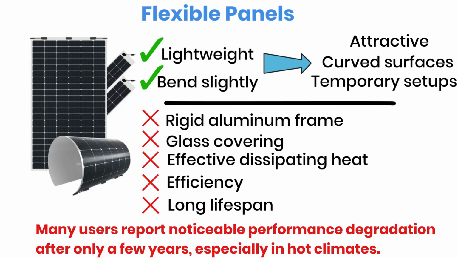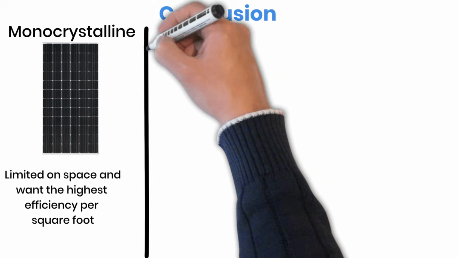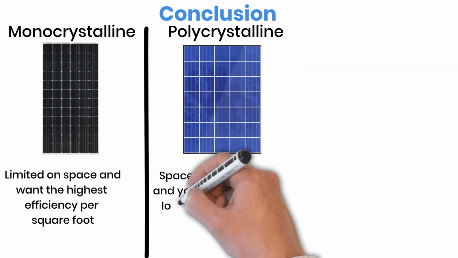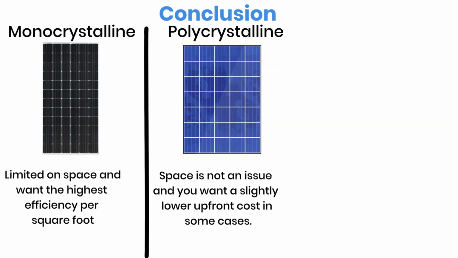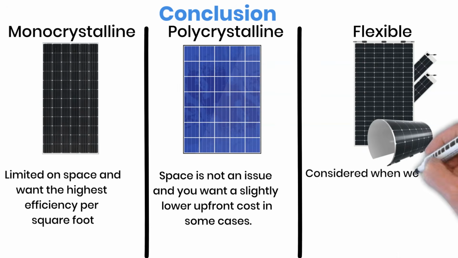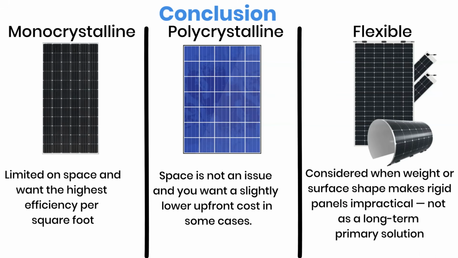So here is the simple summary. If you are limited on space and want the highest efficiency per square foot, go with monocrystalline. If space is not an issue and you want a slightly lower upfront cost in some cases, polycrystalline can still be a solid choice. And flexible panels should only be considered when weight or surface shape makes rigid panels impractical, not as a long-term primary solution. At the end of the day, the best solar panel is the one that matches your space, budget, and installation type.